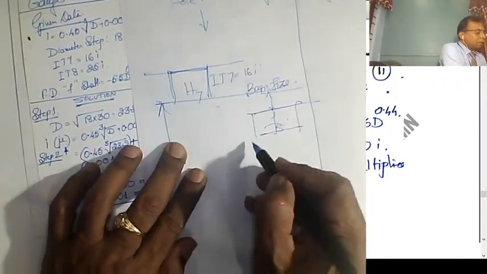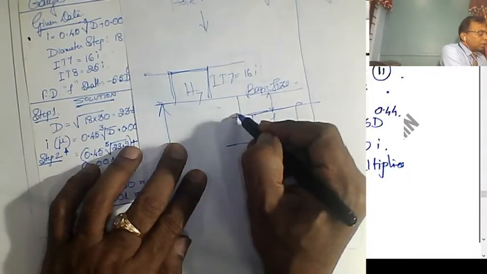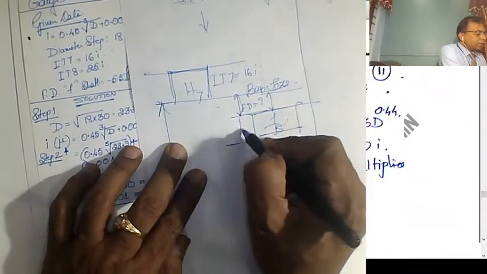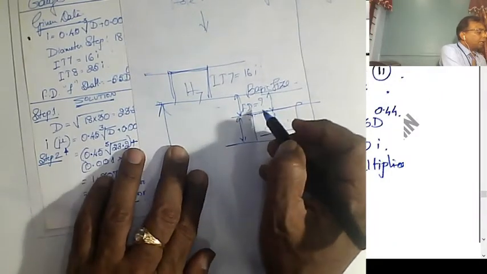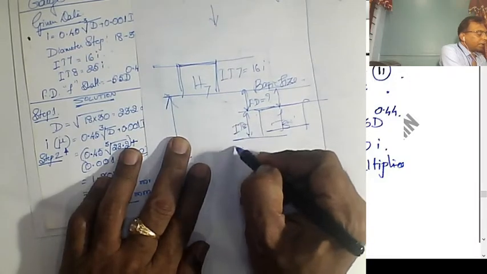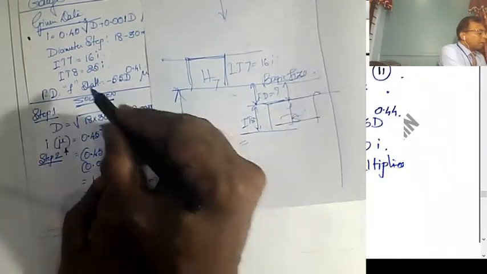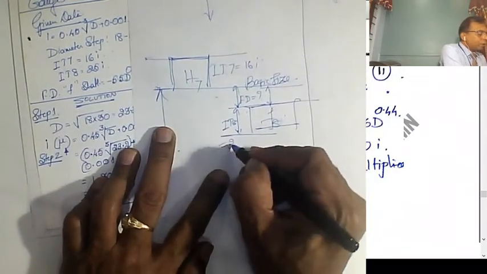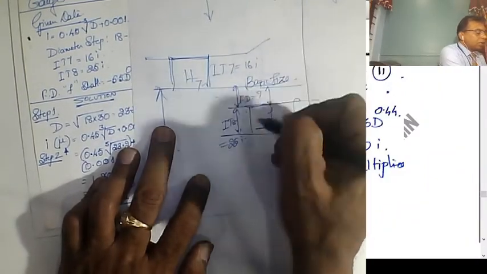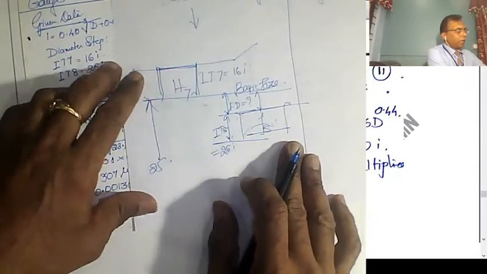Next, this is the F shaft, and the fundamental deviation for the F shaft is also given. This is F8, so this is IT8, which is also given as 25i. So far, everything has been given to you. We need to identify the values here.